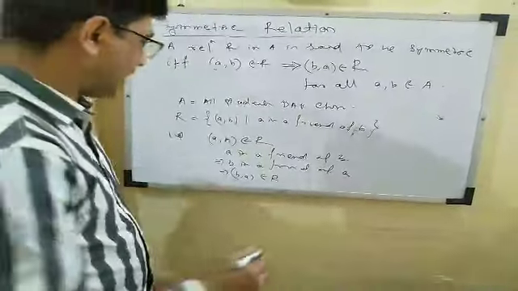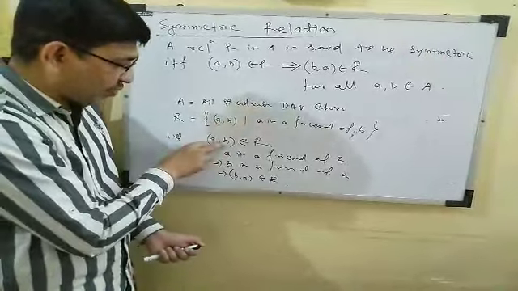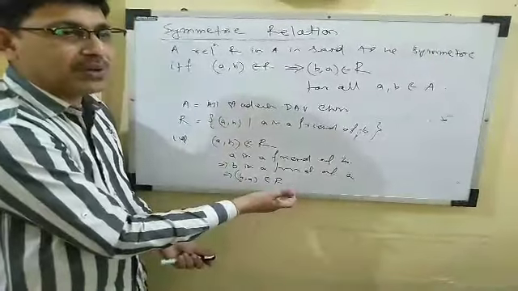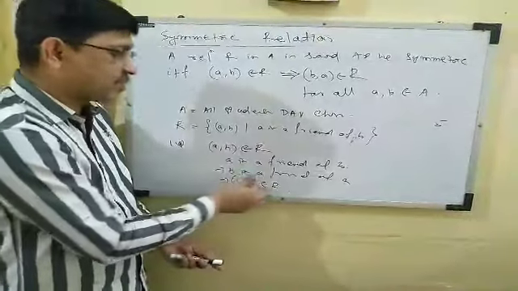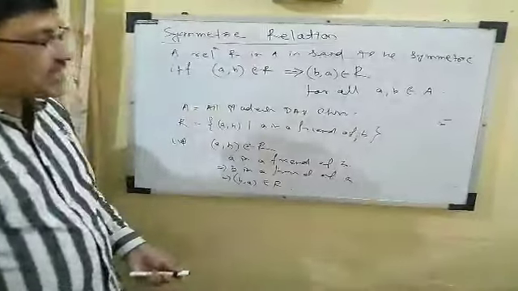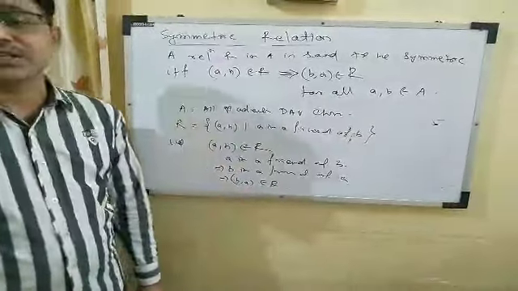That means if A is related to B in this relation, then B must be related to A. That means if AB is an element of R, then BA must be an element of R. So this relation is a symmetric relation. This relation, A is a friend of B, under this condition is a symmetric relation.